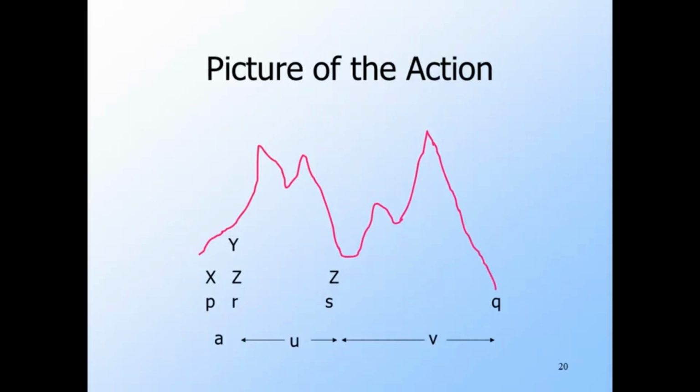Okay. Here's a picture of that action. Initially you see X got replaced by Y and Z on the stack. Then U had the net effect of popping Y, exposing the Z. Now we're in state S. And then V has the net effect of popping the Z and winding up in state Q.